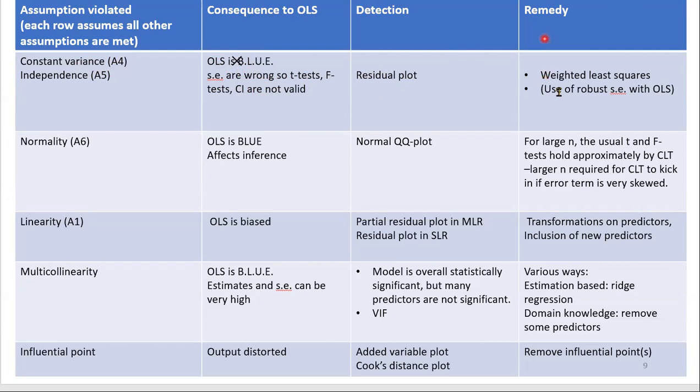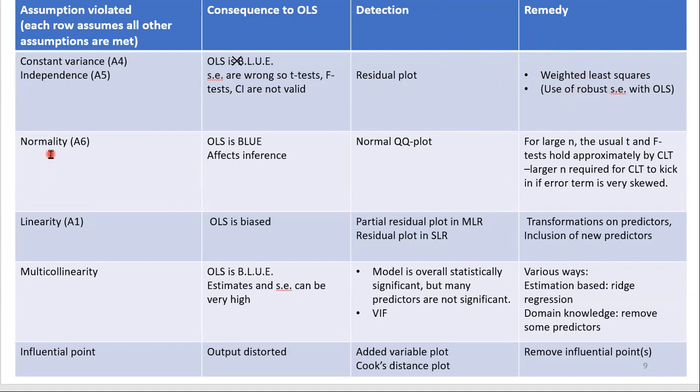How can we deal with it? Well, we can use a variation on the OLS estimator called weighted least squares, which we'll look at shortly. And, not covered in this course, we can use what we call robust standard errors. That just means an adjusted standard error formula.